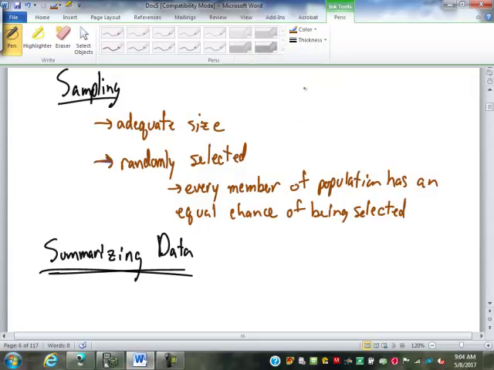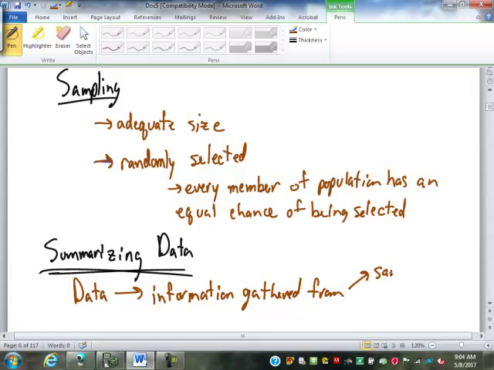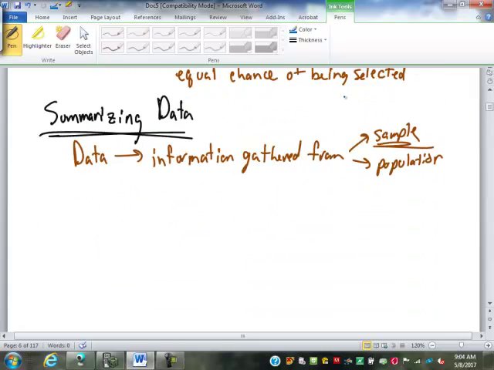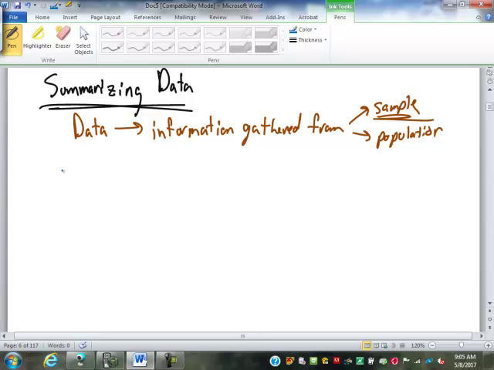Data, first of all, is information gathered from either a sample or a population. Usually, of course, it's going to be a sample because we don't want to try to gather from the whole population. There are 2 main categories of data, depending on what textbook you're using. One type is called qualitative, or sometimes called categorical.